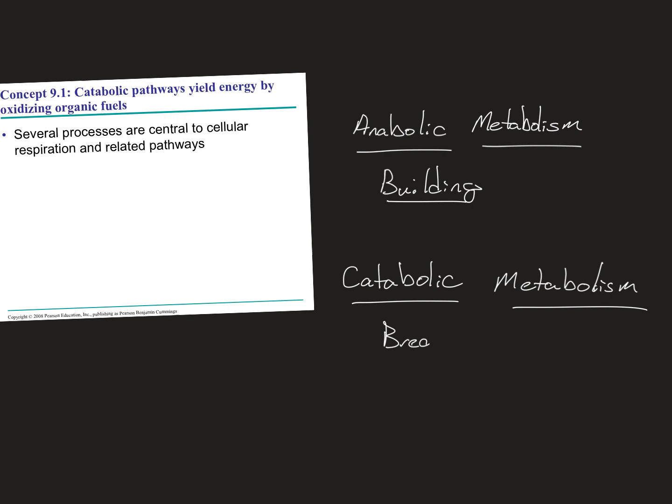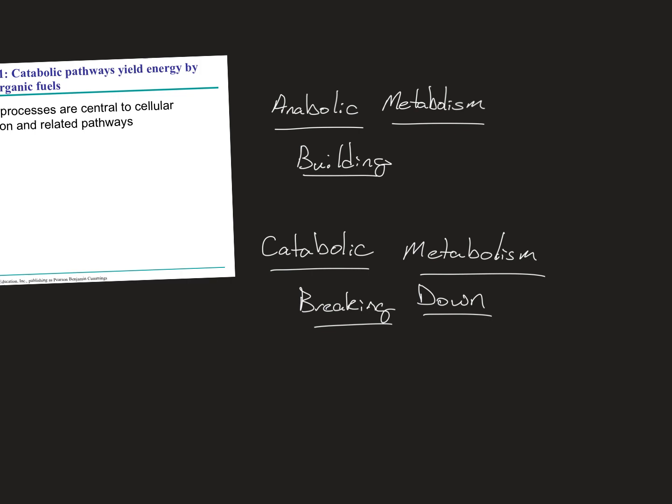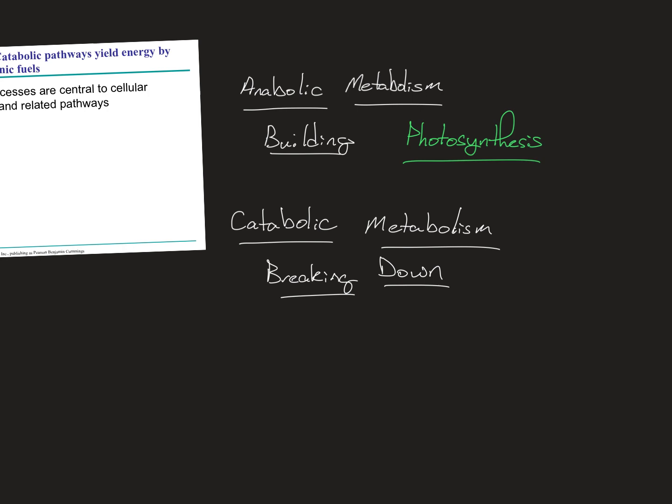So obviously, as a human being, you have to build up and you have to break down, correct? All living systems have to build up and break down. Plants build up using photosynthesis. What do they do with cellular respiration? They break down. So under anabolic metabolism, you would put photosynthesis. Or in humans, it would be like muscle building, right? Under catabolic, you would put cellular respiration.